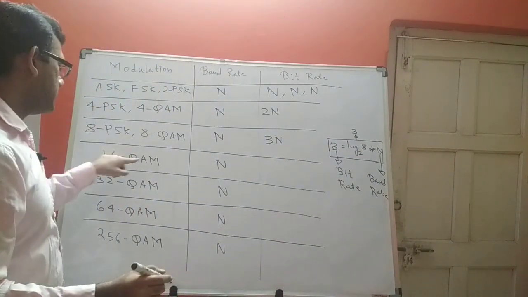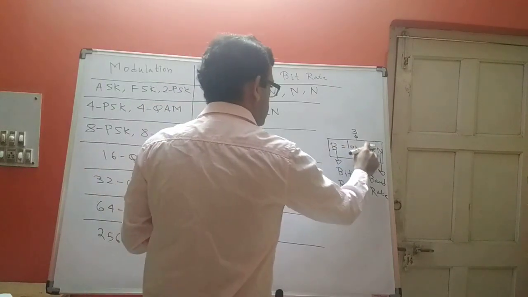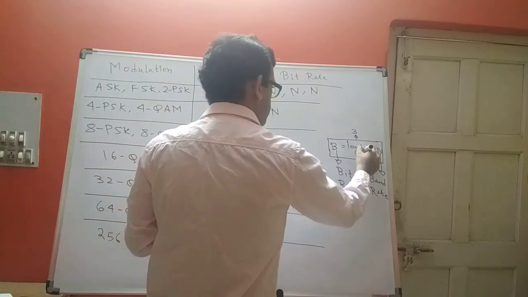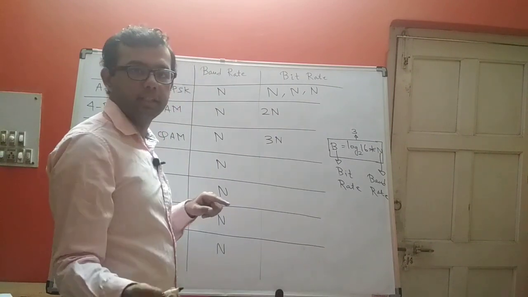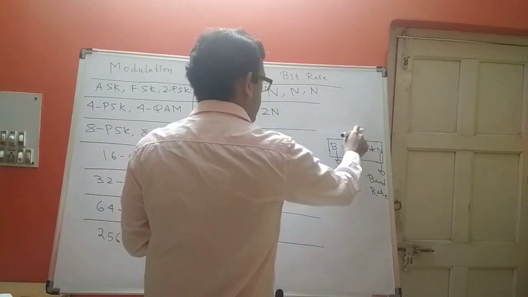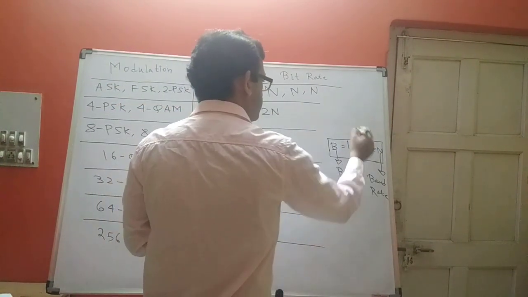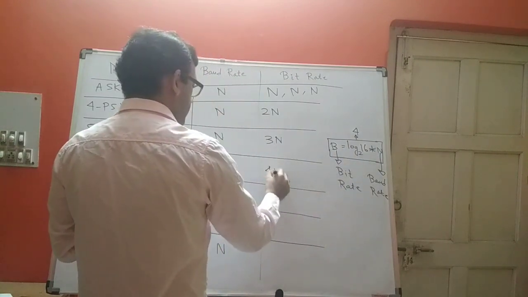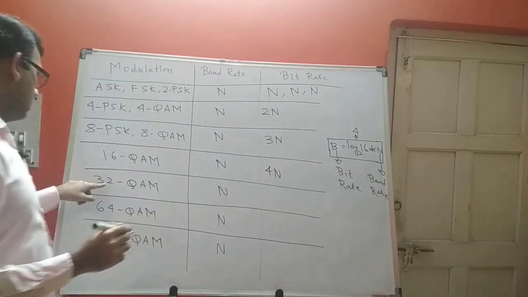And what about 16 QAM? 16 QAM means your small n will be 16. So what is 16? 16 is 2 to the power of 4, and here you will get 4. So what is 4 into n? You will get 4n.